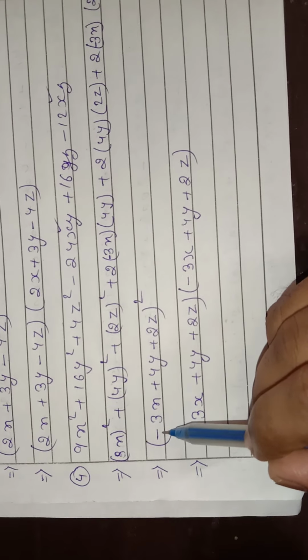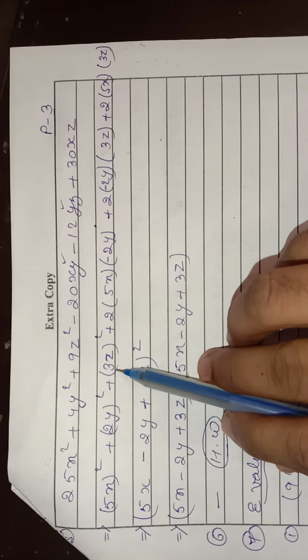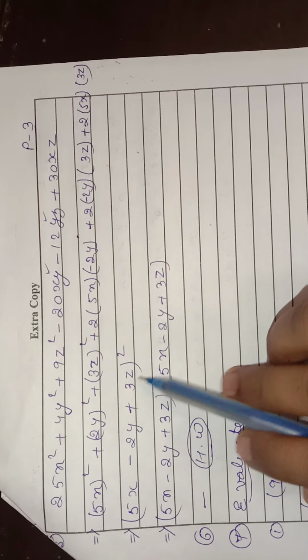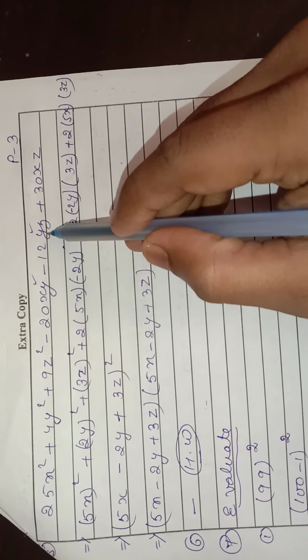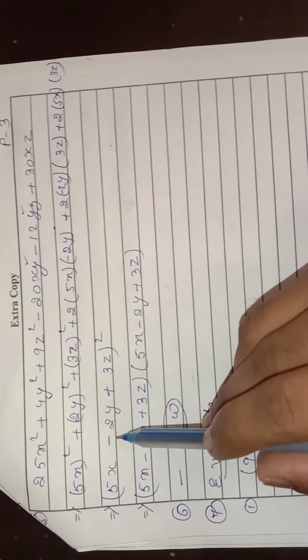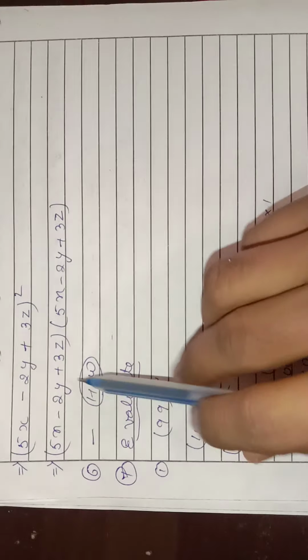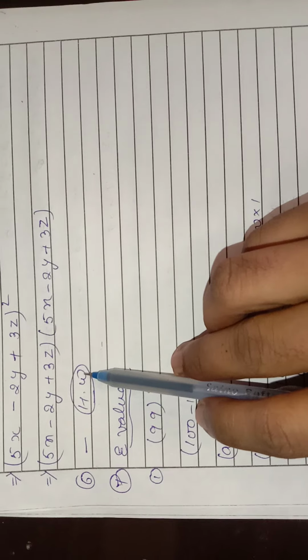Look here, 25, so 5; 4, so 2; 9, so 3. Now I have written a, b, c. How to find out where to apply minus? I found that in these two, y is common, so in place of y I have written minus here. In the same way you can solve question number 6.